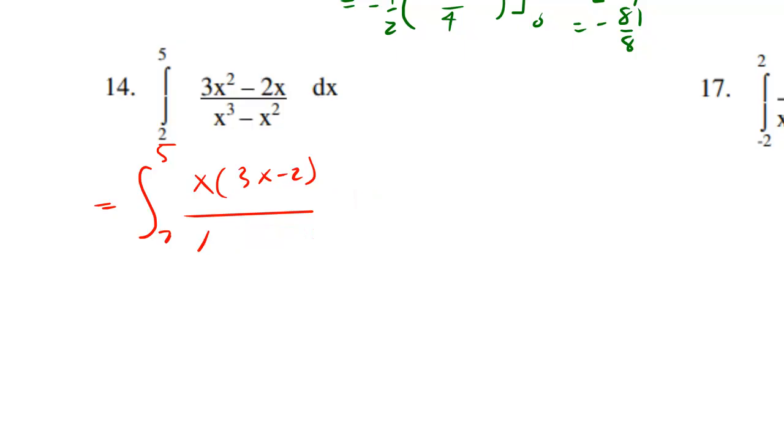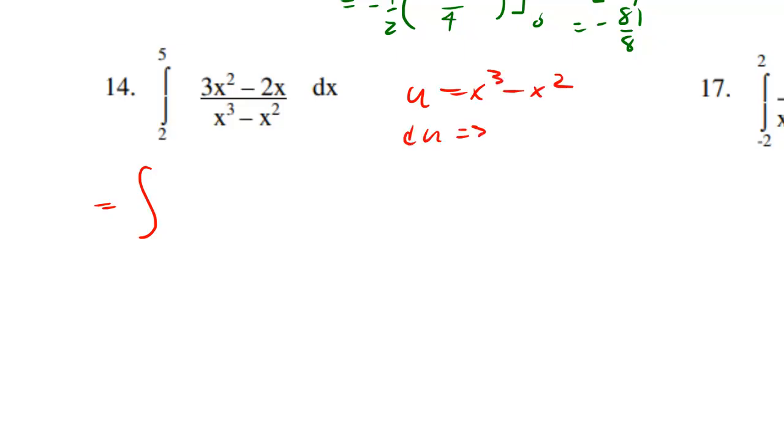Back it up, folks. Guess and check. I just noticed the top is just a derivative of the bottom. So we're just going to let u be x cubed minus x squared. And then du would be 3x squared minus 2x dx. That's way better. So this would be 1 over u du.